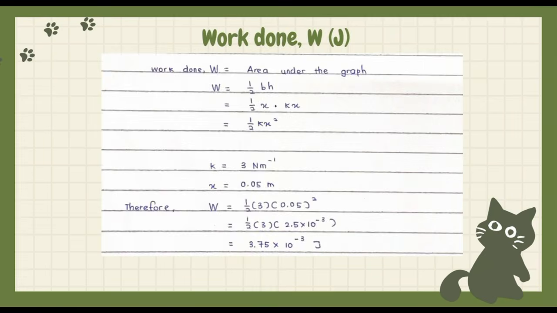And then, to find the work done, just substitute the x and k value into the equation. The k value is 3 Newton-meter. Meanwhile, the x value is already given by the question, that is 0.05 meter. Hence, we got the answer, that is 3.75 times 10 to the power of negative 3 joule.